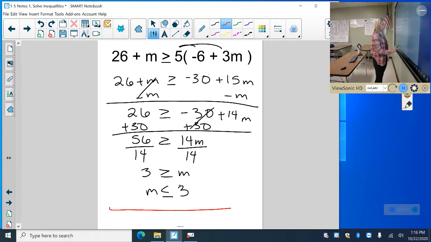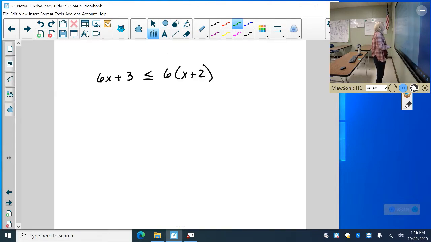So let's draw my graph. And I have 3. It's a closed dot because we have an equal to. And this time my arrow is going to the left, so I'm going to make my graph to the left, which makes sense. All of the values less than 3, or less than or equal to 3, are on this side, including 3, so we close the dot. All right, let's try another one.